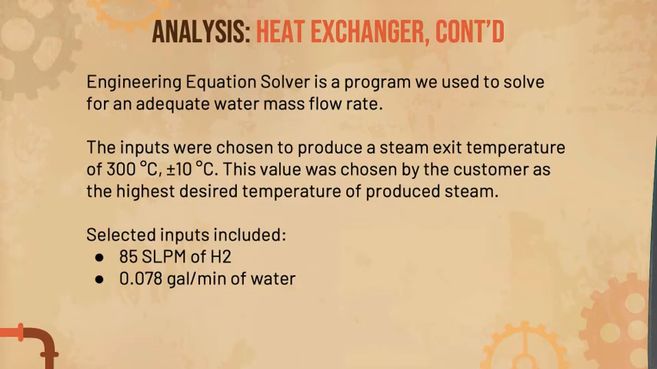Engineering Equation Solver was then used to solve for a sufficient water mass flow rate of our system. The inputs were chosen to produce a steam exit temperature of 300 degrees Celsius plus or minus 10 degrees Celsius. This value was chosen by the customer as the highest desired temperature of produced steam. Selected inputs include 85 LCPM of H2 and 0.078 gallons per minute of water.